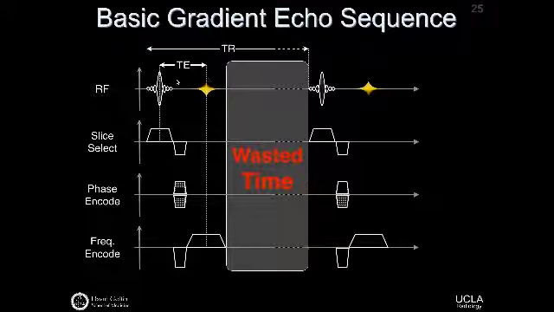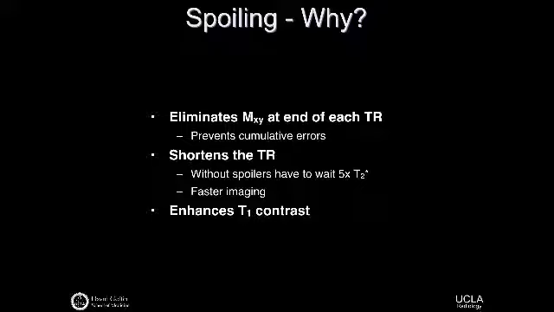How do we obliterate the echo before the next excitation? We use a process called spoiling. So why do we want to use spoiling? Well, it helps us eliminate the transverse magnetization at the end of each TR. And that prevents cumulative errors. It's a little hard to understand, but it prevents errors that would bleed into the next echo and screw up the image contrast or the spatial information that we're trying to acquire.